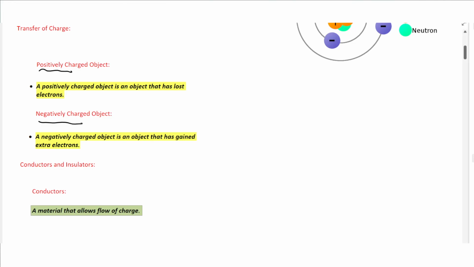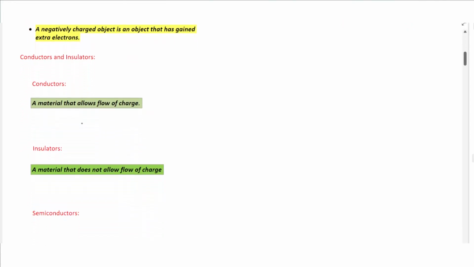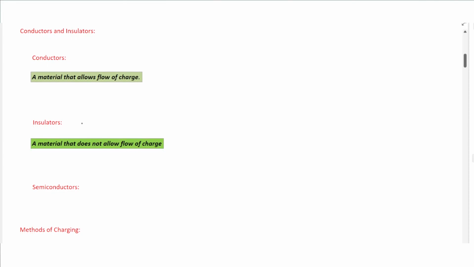Only electrons can move. For the types of materials that are considered when dealing with electricity, we say that there are good conductors, poor conductors or insulators, and semiconductors. A good conductor is a material that allows the flow of charge or flow of electrons. An insulator is a material that does not allow flow of charge or flow of electrons. Or we can say that conductors have free electrons, insulators do not have free electrons. Semiconductors are good conductors when heated or when there is a large amount of light incident on them, but poor conductors in cold temperature or dark environment.